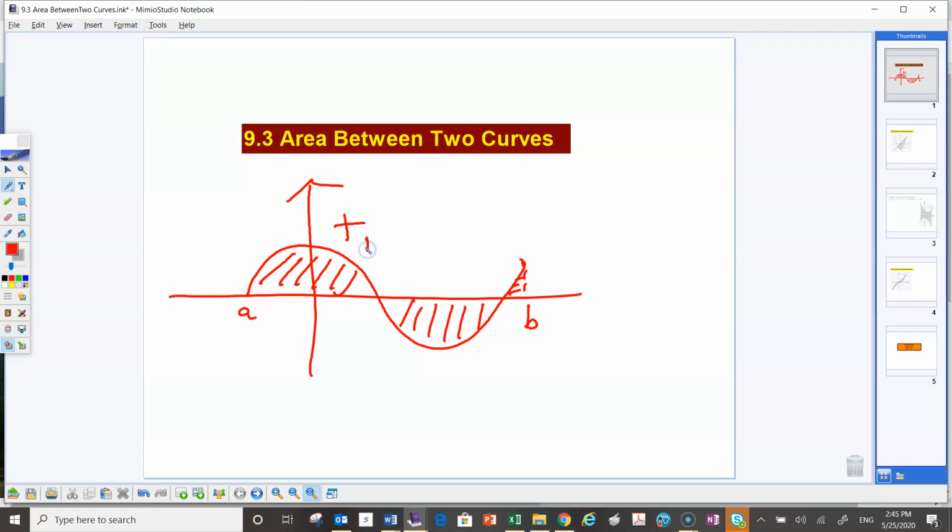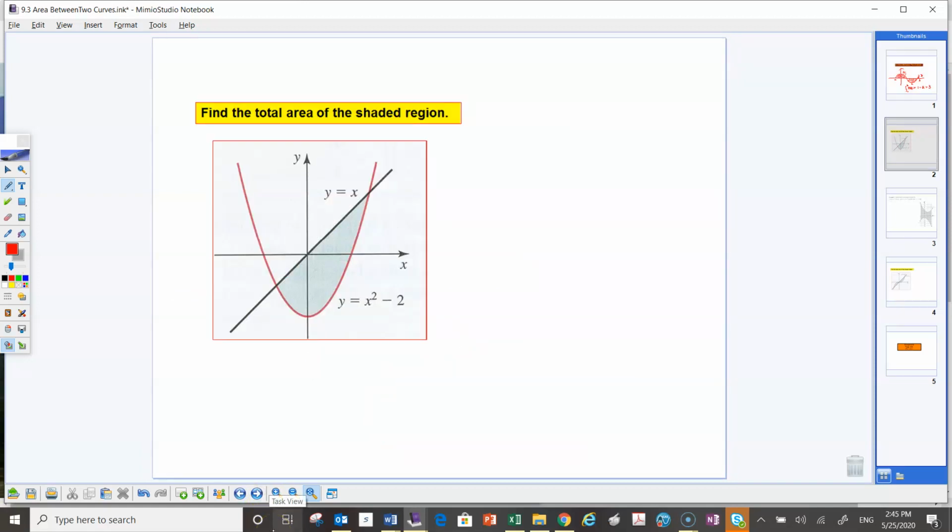So if we call this piece 1, 2, and 3, if we were asked to find the integral from a to b of this function, it would really be whatever the area for region 1 is, minus the area of region 2 plus the area of region 3, and that would be your final definite integral. So area above the x-axis positive, area below the x-axis negative. What we're going to be looking at today is how do we find the area trapped between two curves.